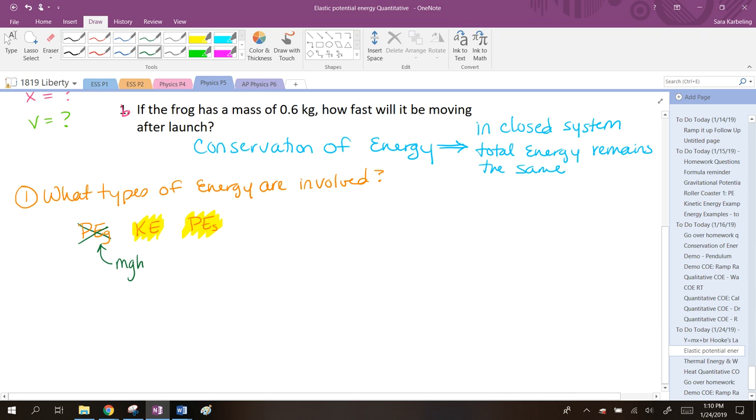And then step 2, this is where the equation comes in, because I'm not going to give you a fancy little chart for this because I don't think you need it. What I think you need to understand is that conservation of energy is true. So that means that the total energy at the beginning has to equal the total energy at the end.